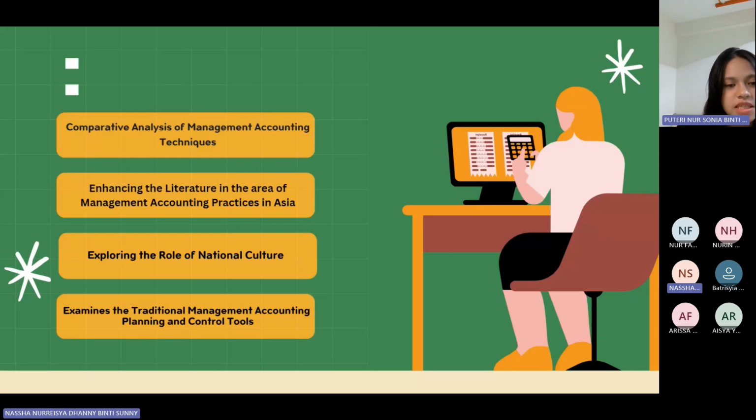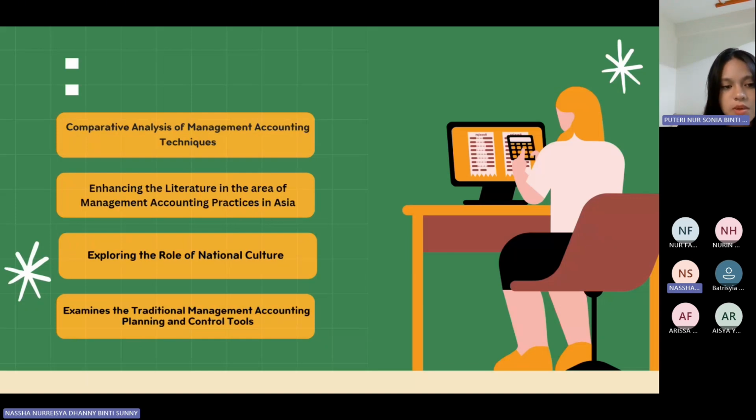These are the next objectives of the study related to management accounting. Comparative analysis of management accounting, which is to compare how companies in different countries use different management accounting methods. This study will bring all the information together to see the bigger picture and compare the differences and similarities. Next is enhancing the literature in the area of management accounting practices in Asia. This hopes to add valuable information to help other researchers and professionals understand how management accounting is used in these countries. Last but not least is exploring the role of national culture.